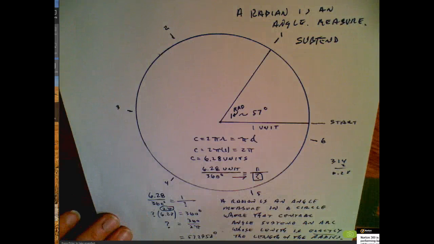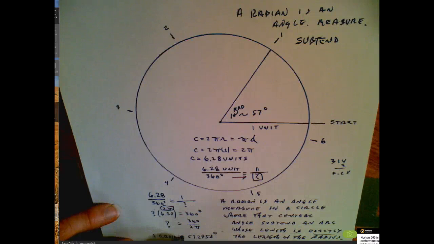So now we know 1 radian is equal to 57 degrees, roughly. It's not equal to it. It's approximately equal to that there.